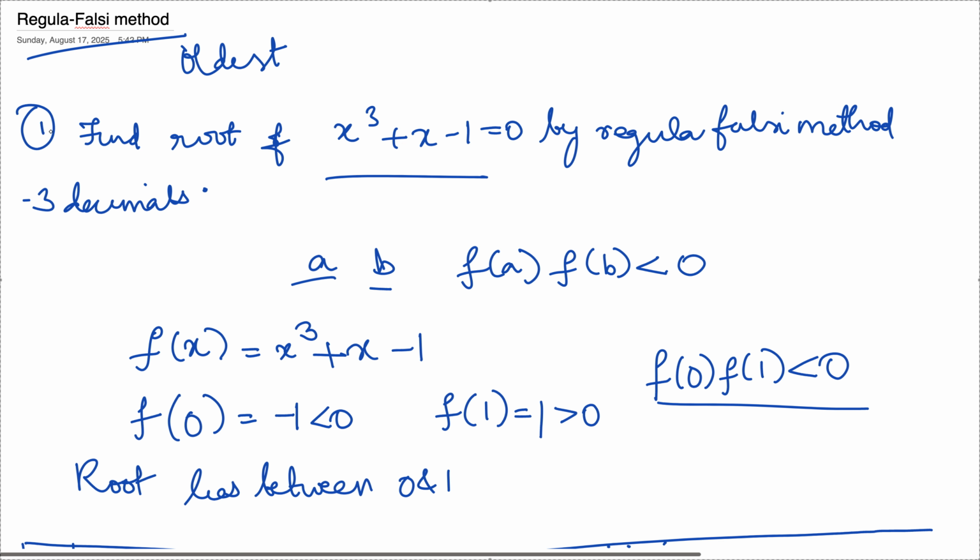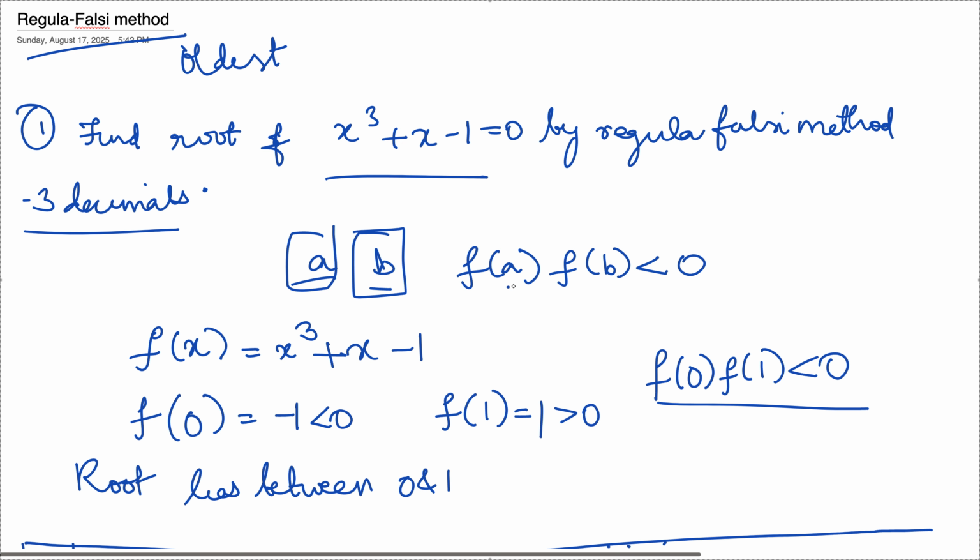So let's solve question number 1 using the regula-falsi method. Find the root of x cube plus x minus 1 by the regula-falsi method, correct to 3 decimals. What did we do in the bisection method? We used to find two numbers a and b such that f of a into f of b is less than 0. Even in the regula-falsi method, we will have to do the same.